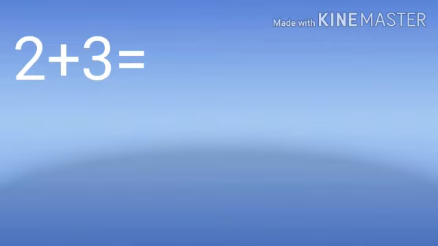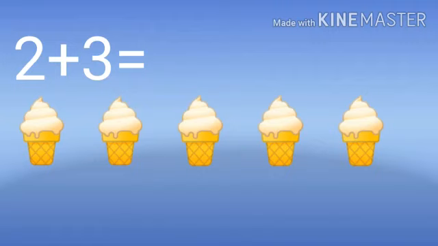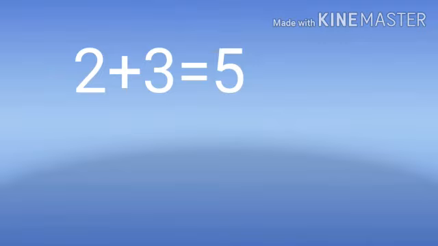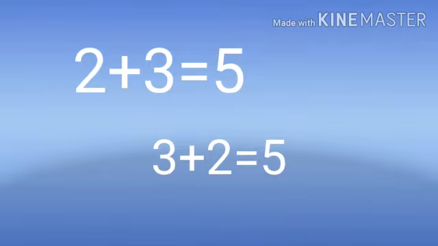Next we have to check 2 plus 3 is equal to. Okay, let me start. Here we have 2 ice creams. Okay, we add 3 more ice creams. Now how many ice creams are here? Let us count. 1, 2, 3, 4, 5. So the answer is 5. 2 plus 3 is equal to 5. Look here, 2 plus 3 is equal to 5 and 3 plus 2 is equal to 5. The answer is the same.